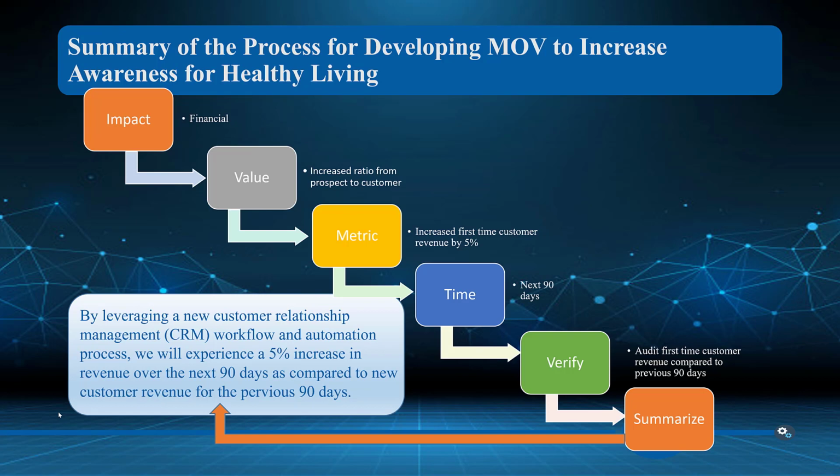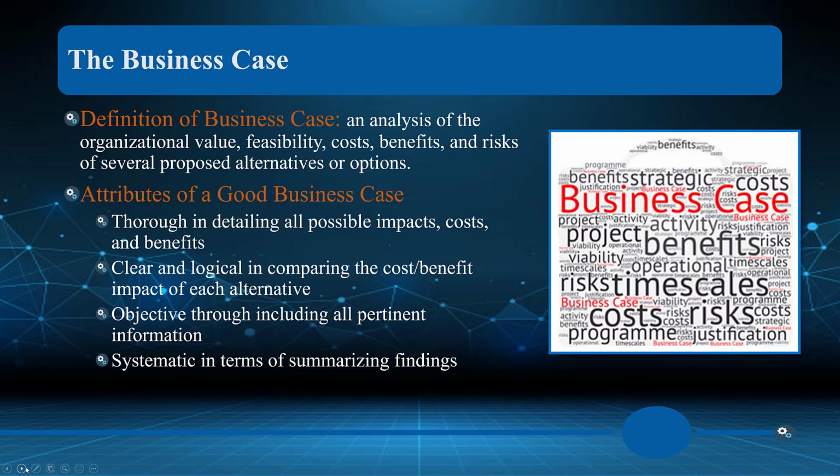So the example I give you here: by leveraging a new customer relationship management workflow, so that tells you about the project, and automation process, we will experience a 5% increase in revenue over the next 90 days as compared to new customer revenue for the previous 90 days. So if you notice, I've covered all of the specific steps in creating and increasing value of an MOV. I should have taken off healthy living. This has nothing to do with healthy living. So let's go ahead and continue.